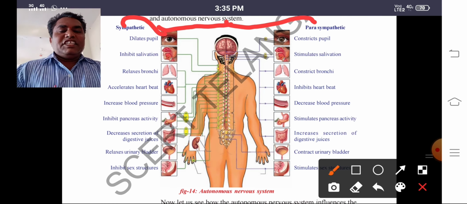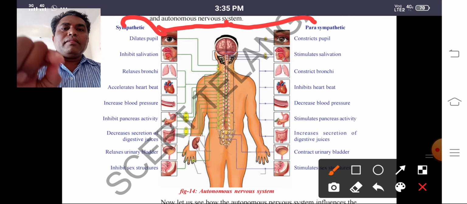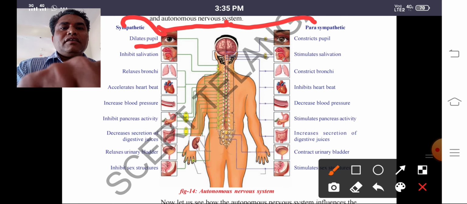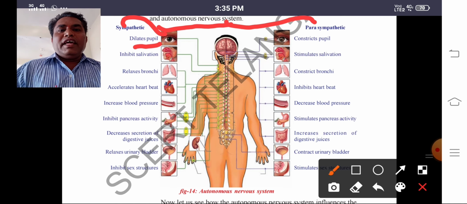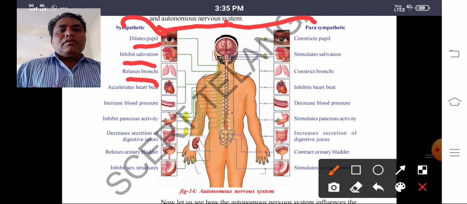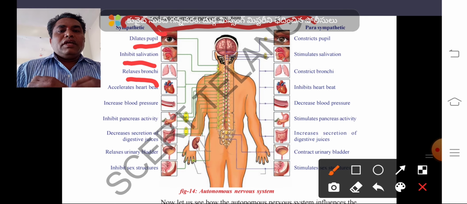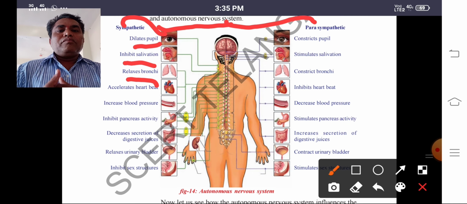సో సింపథాటిక్ ఏం చేస్తుంది, పారాసింపథాటిక్ ఏం చేస్తుంది? సింపథాటిక్ ఫస్ట్ ఫంక్షన్ ఏంటంటే డైలేట్స్ ద ప్యూపిల్, అంటే కనుపాపని పెద్దగా చేస్తుంది. రెండవది సెలైవా సెక్రెషన్ని స్టాప్ చేస్తుంది. మూడవది లంగ్స్ని ఎక్స్పాండ్ చేస్తుంది. నాలుగవది హార్ట్ బీట్ని ఎక్కువ చేస్తుంది. ఐదవది బ్లడ్ ప్రెషర్ని ఎక్కువ చేస్తుంది. ఇన్హిబిట్స్ ద ప్యాంక్రియాస్ యాక్టివిటీ తగ్గిస్తుంది.